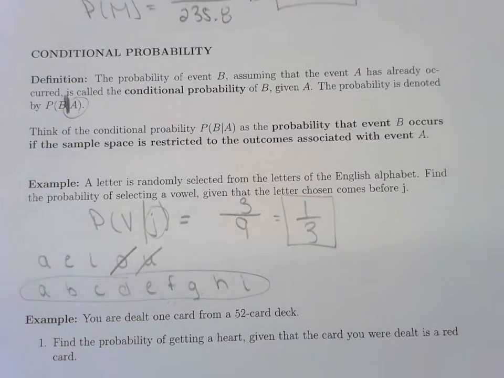This is a little confusing. I think it helps to write it out. And you have to remember that the denominator changes. You have a new sample space. Then you figure out your numerator given that new sample space.